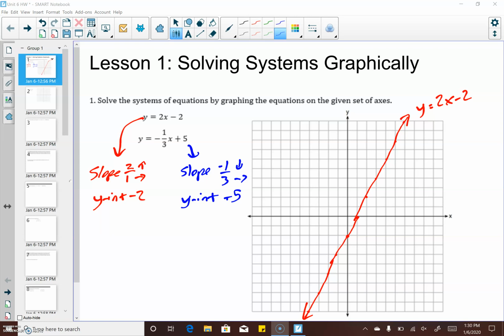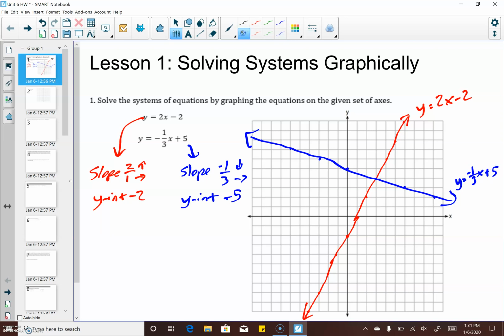So now I'm going to start at 1, 2, 3, 4, positive 5. And then I'm going to go down 1, right 3, down 1, right 3, down 1, right 3. Then I'll go in reverse, up 1, left 3, up 1, left 3, up 1, left 3. And then I will again connect all of these points with my line. Now make sure that you are always using a straight edge or a ruler or something like that to connect your lines.